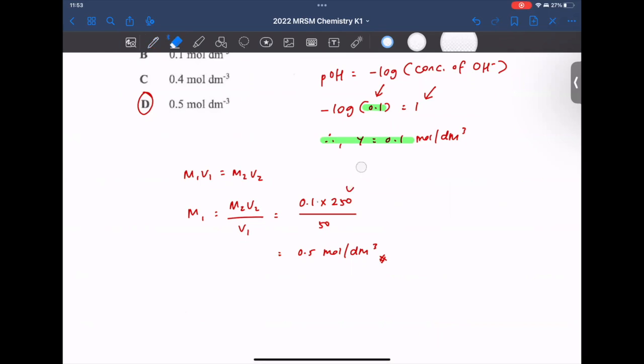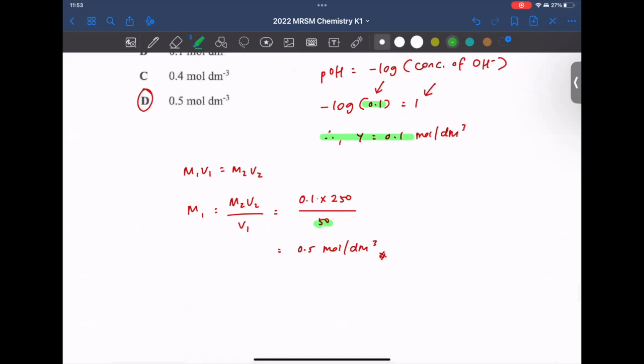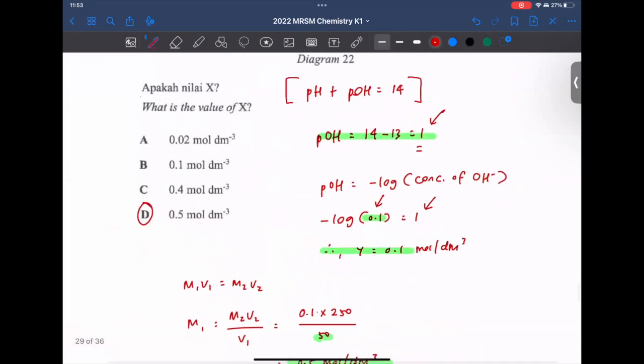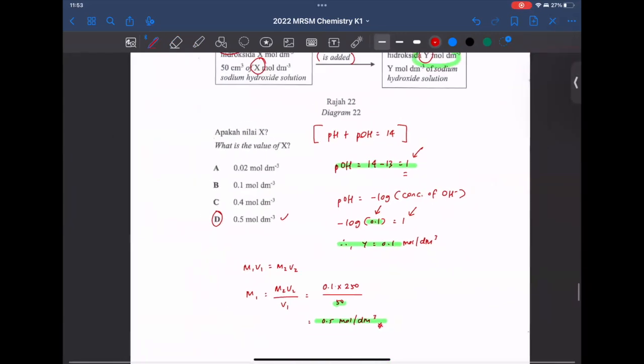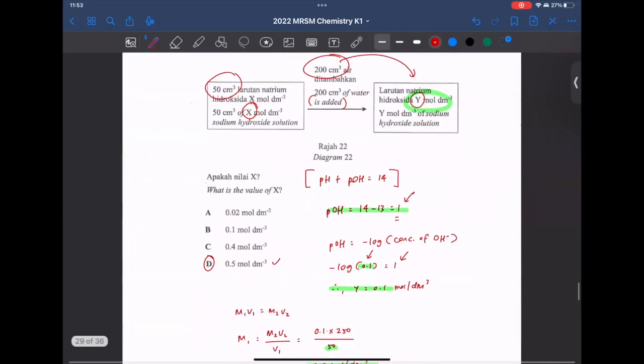So 0.1 times 250 divided by 50, which is the volume of X, and we find out it's actually 0.5 mole per dm cube. So that's how I get my answer, 0.5 mole per dm cube. So 34 is donkey.